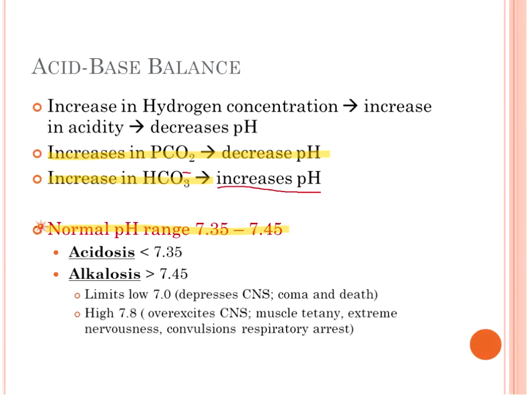We don't want to go any higher than that. Anything lower than that is acidosis. Anything higher than that is alkalosis. So low pHs can depress the central nervous system, cause coma, and even death.